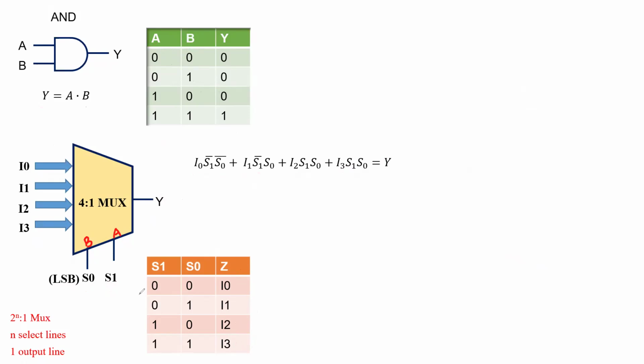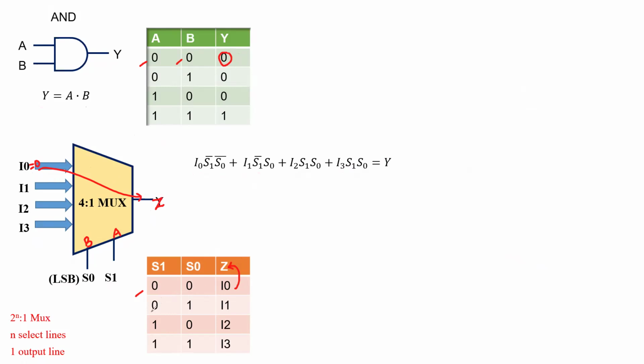So when S1, S0 are 0, 0, I know that I0 gets connected to the output C. When S1, S0 are 0, 0, the output is 0 for the AND gate. So I will put I0 equal to 0, because that is what I want for S1, S0 both 0. I0 gets connected to the output Z here, or Y here. This is actually output C.